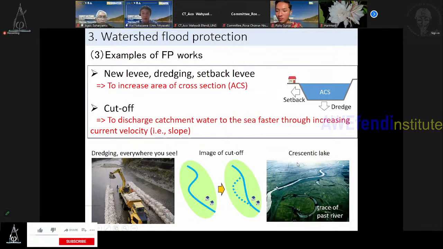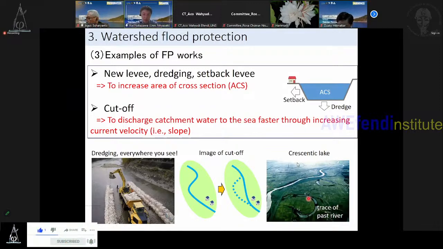But in Japan, many winding rivers have been modified to a straight river like this. And you can see the trace of the river. It is called the crescentic lake. It is actually the old river course. After cutoff engineering, the lake that remained is called crescentic lake.